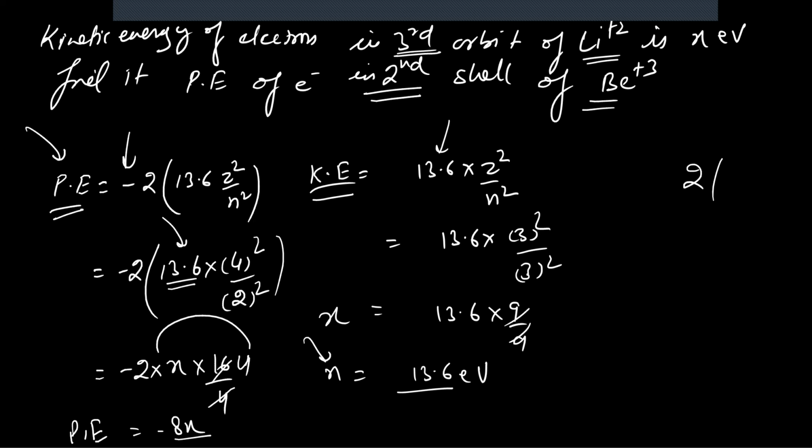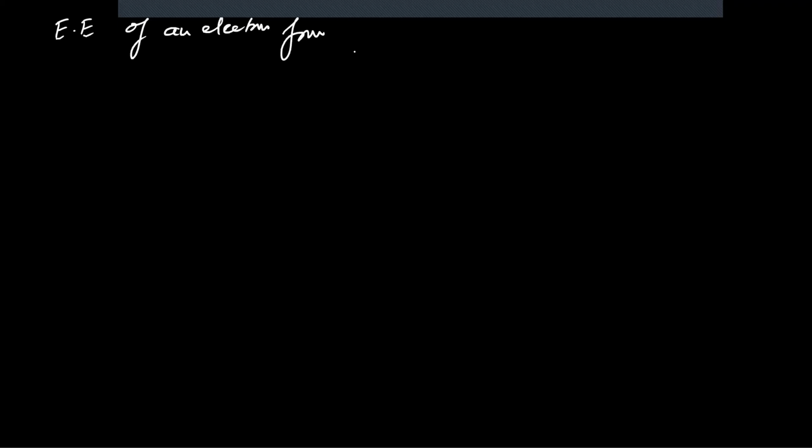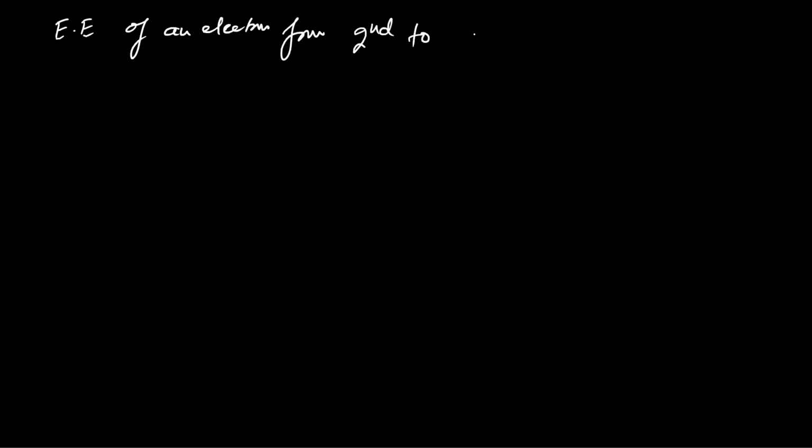Okay. Next question. The energy of an electron when it jumps from second to third orbit is 47.2 electron volt. Okay, what is being given to you?